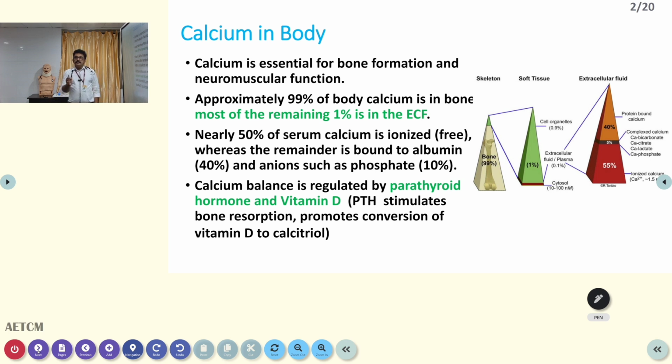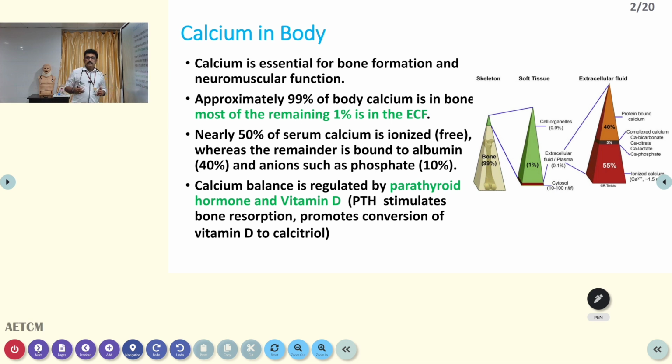So calcium balance is regulated by two important hormones: parathyroid hormone and vitamin D. Even though it is a vitamin, we consider vitamin D as a hormone here. PTH stimulates bone resorption and promotes conversion of vitamin D to calcitriol. That is the action of PTH. Above the thyroid gland, we know that the parathyroid glands are there, and they release parathyroid hormone that controls the calcium.